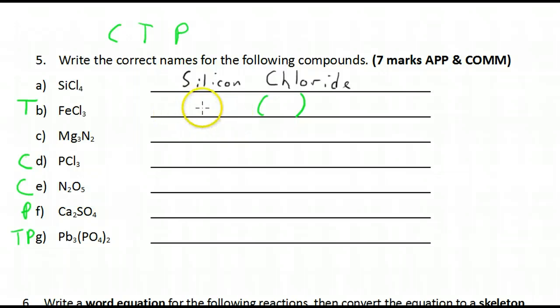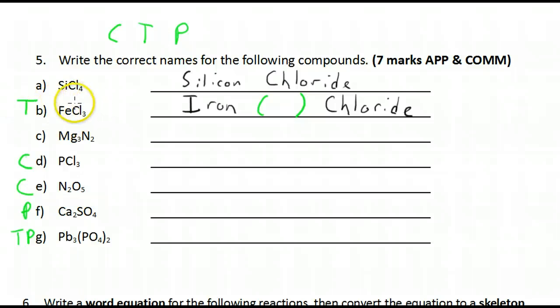Okay, next one, iron, and we know it's iron, and we know that it's going to be chloride as well, but we don't necessarily know what the charge is going to be. So how do you figure out the charge? Well, you always start with this side and work backwards.